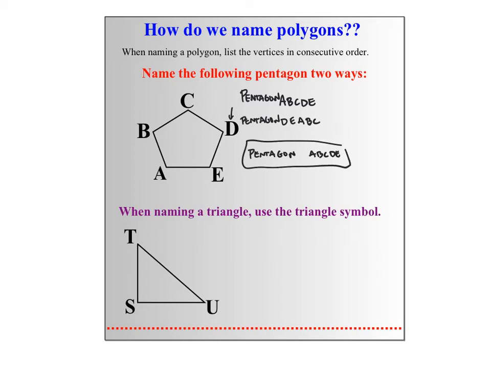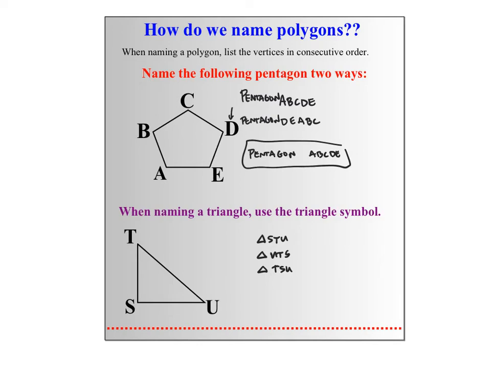Okay, when we name a triangle, of course we've got the symbol recognition available for us. We could go triangle STU, or triangle UTS, or triangle TSU, or any one of those. You can't screw up a triangle because the order doesn't really matter there.